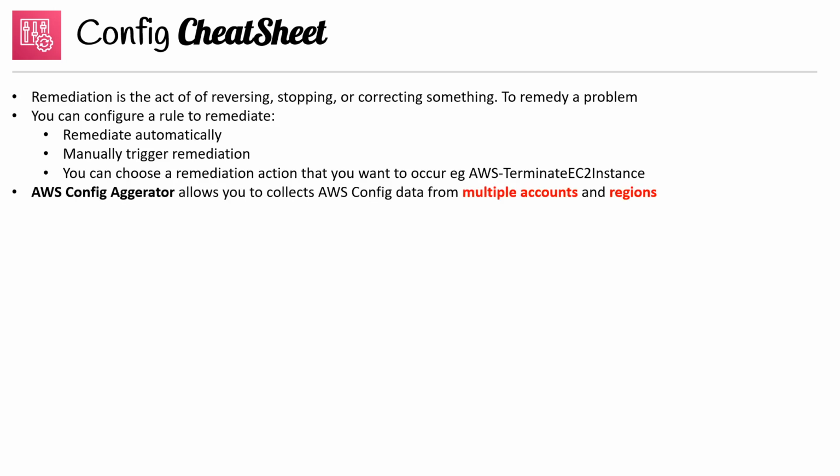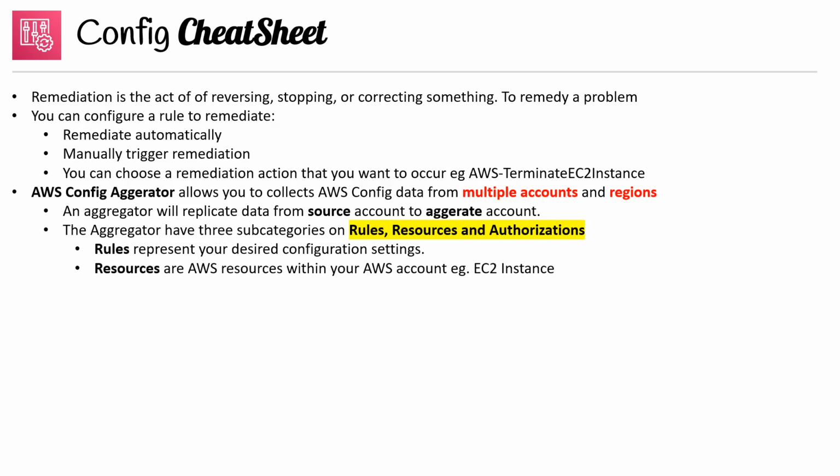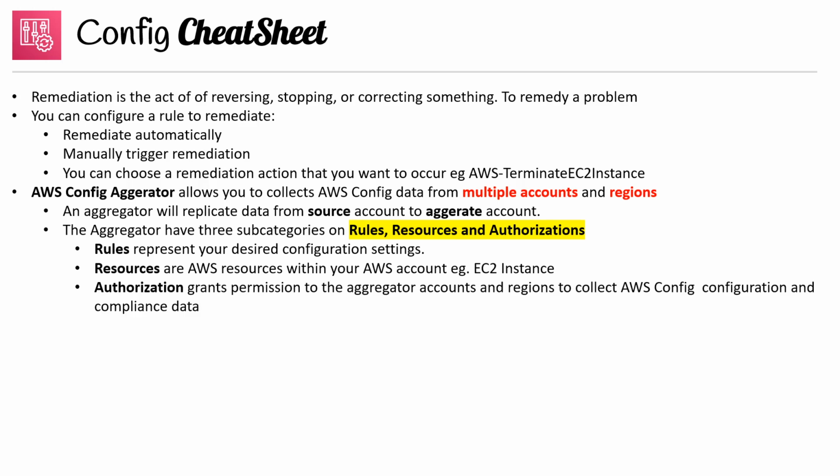AWS Config has this thing called an aggregator, and it allows you to collect all AWS Config data from multiple accounts and regions. An aggregator will replicate data from a source account to an aggregate account. The aggregator has three subcategories: rules, resources, and authorizations. Rules means all your rules in one place. Resources is all your resources in one place. Authorizations is granting permission to the aggregator accounts and the regions to collect it into one place. So permissions to say, hey, can you send this data over to the aggregate account?